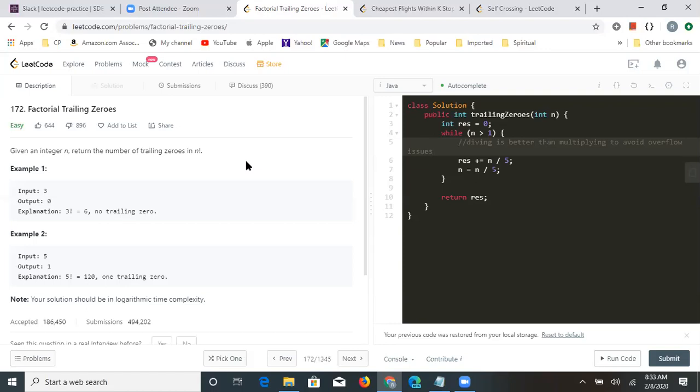So the problem is factorial trailing zeros. You are given an integer and you have to find the number of trailing zeros. For example, for factorial 3, it's 1 into 2 into 3, which means 6. There is no trailing zero. For factorial 5, there is 1 because it is 120. So how many of you have tried to solve it?